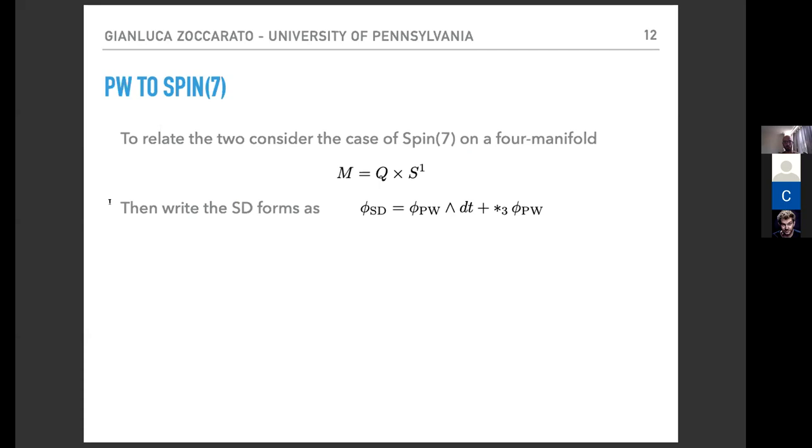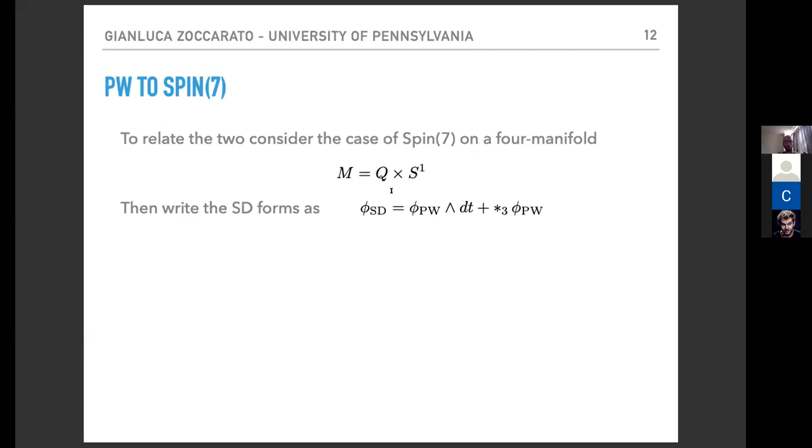So here I will specify the different Higgs fields. Phi self-dual is the spin 7 Higgs field, and phi Bender Weinhold will be interpreted as a Bender Weinhold Higgs field. And dt is the one form along the circle, the S1. So this is basically the way we decompose the self-dual two form on this kind of manifold.